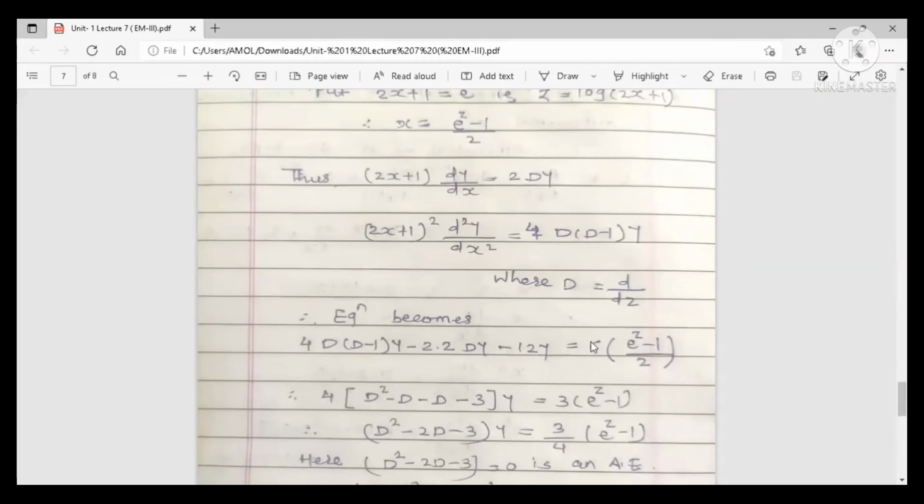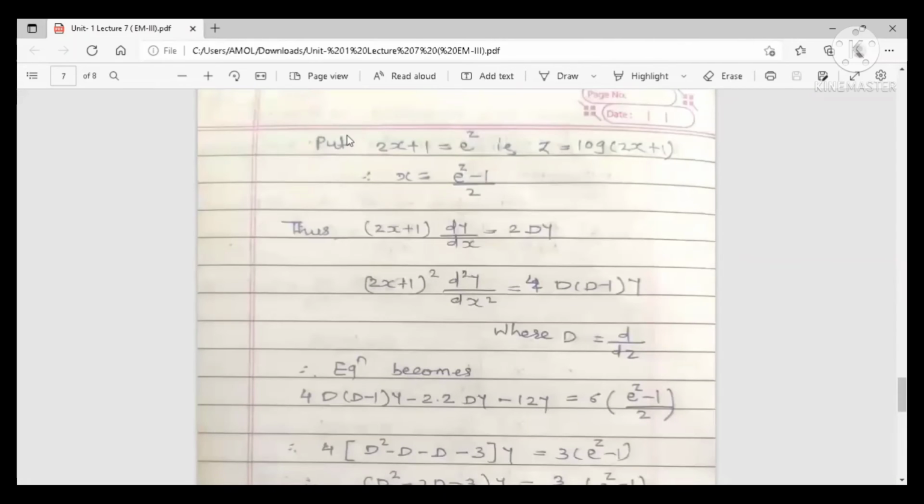Now what is the 6x? What is the value of x? We are going to convert that x in terms of z, because our substitution is here 2x plus 1 is equal to e raised to z. So x is equal to (e raised to z minus 1) by 2. This is from the substitution. So 6x is equal to 6 into (e raised to z minus 1) by 2. Now 2 threes are 6, so you simplify it. In the RHS, it is equal to 3 into (e raised to z minus 1).